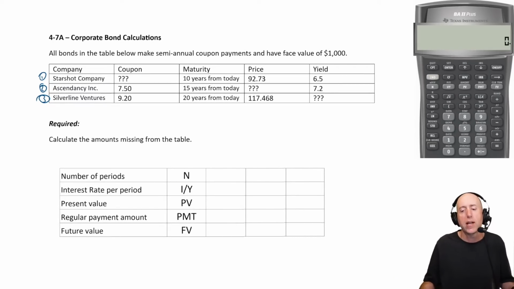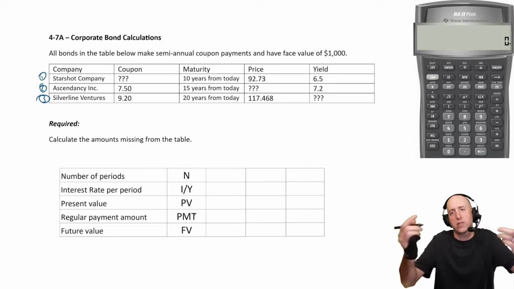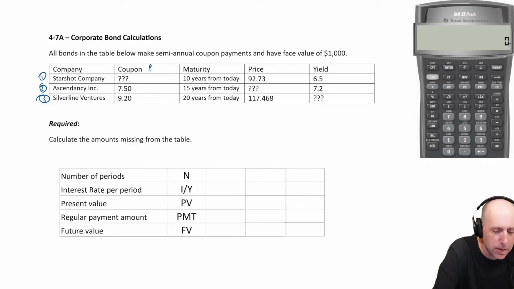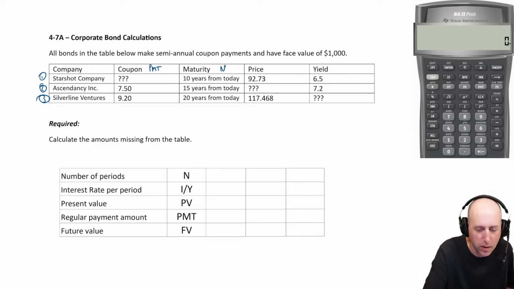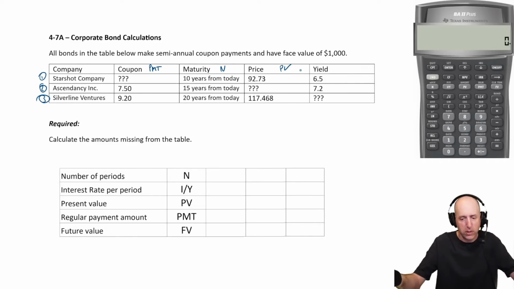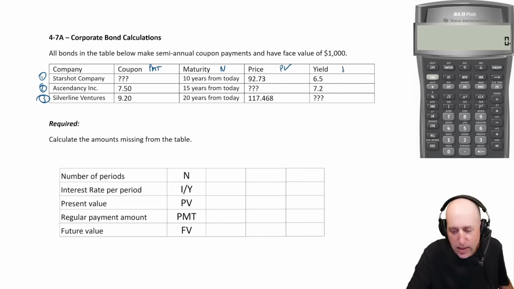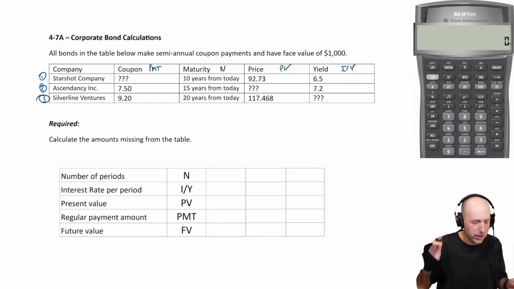So we're given a bond table and we're just missing information, right? Starshot is missing its coupon. Coupon, by the way, is what drives the PMT. That's the regular payment, the interest payment. So as I'm thinking about my financial calculator, I translate coupon into PMT there. Maturity is all about the number of periods. Price is the present value. How much would you pay for this bond today? And yield is our discount rate, or our IY in a financial calculator.